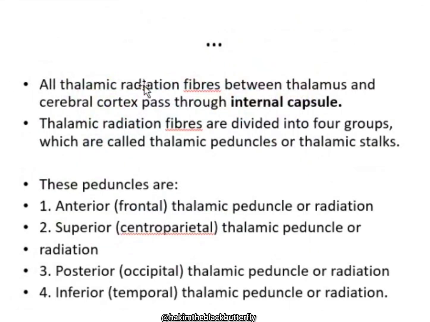Now, when the thalamus is communicating with the frontal lobe, it is anterior. So the axons coming from the thalamus communicating with the frontal lobe are moving anteriorly. So these axons are known as the anterior thalamic peduncle.